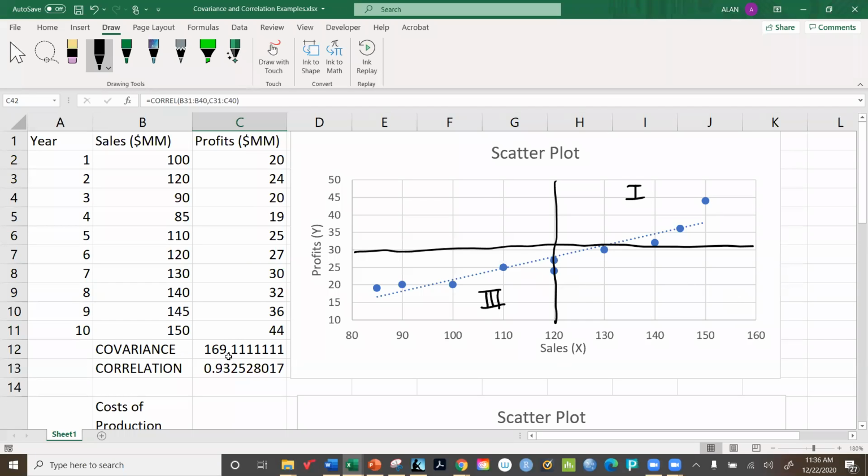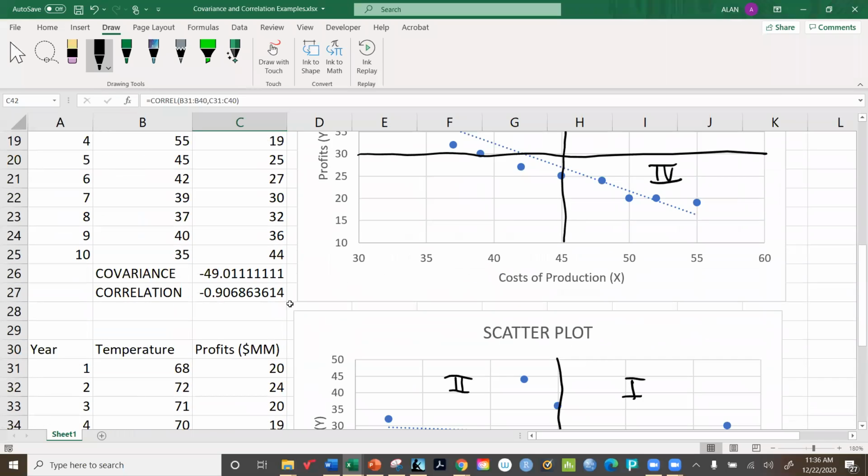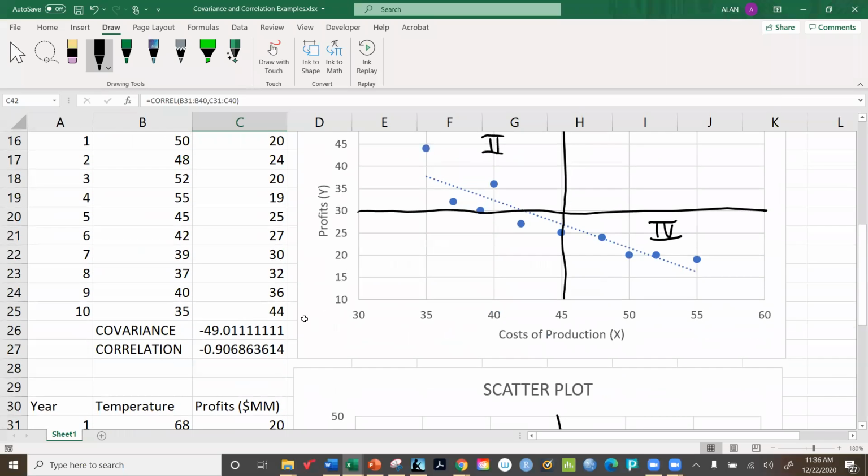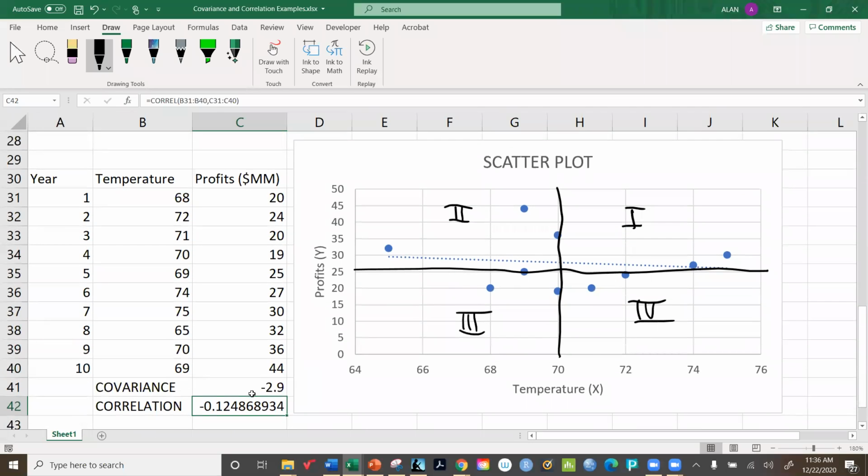Okay, so here we have a positive correlation and covariance because the points are mostly in the first and third quadrant. Here, it's the other way around. These are negative because most of the points are in the second and the fourth quadrants. And here, this is close to zero because they're just randomly scattered all over the place.